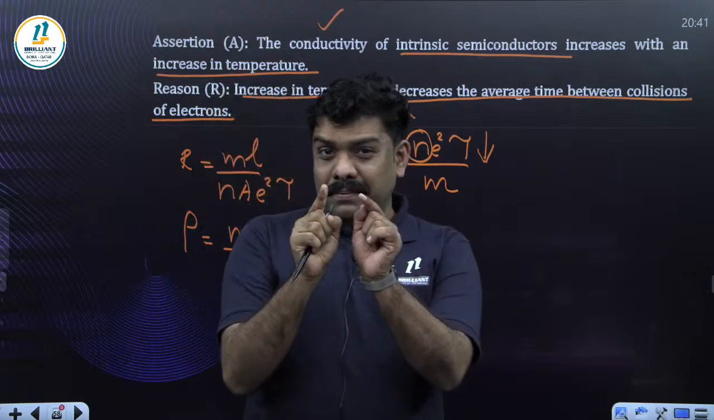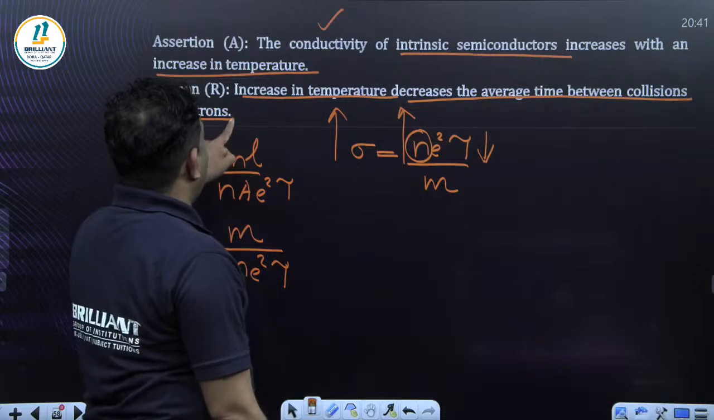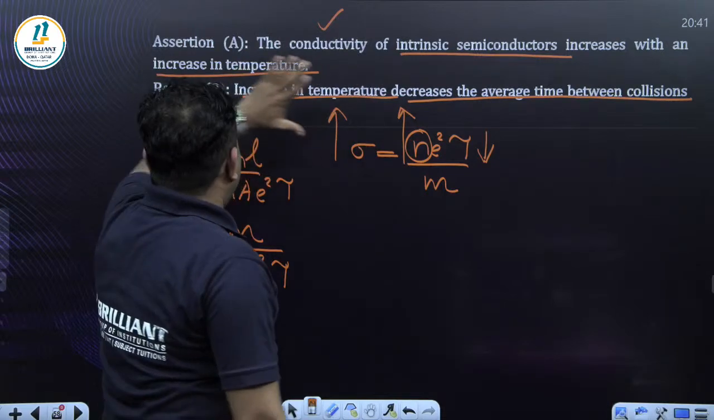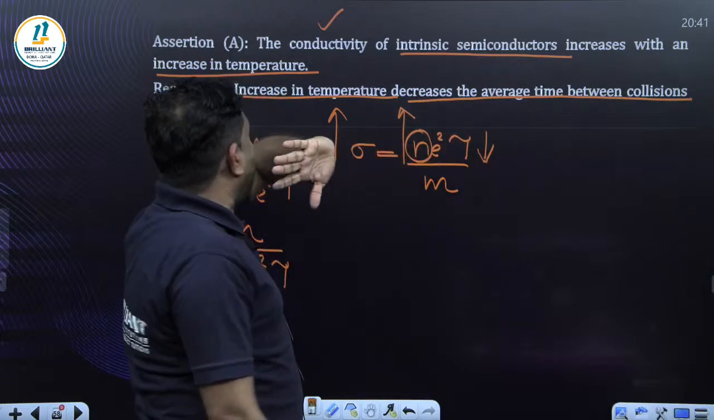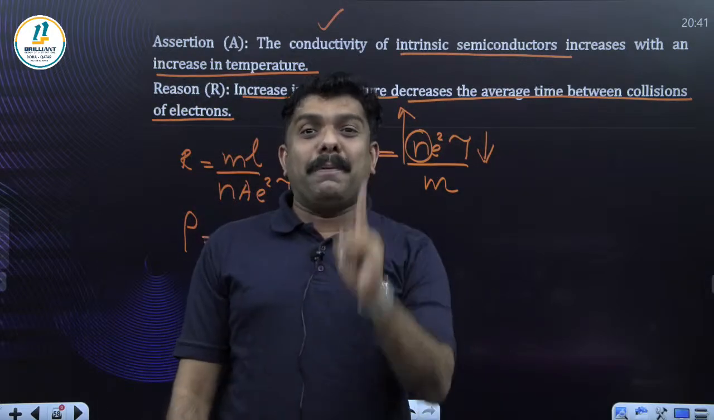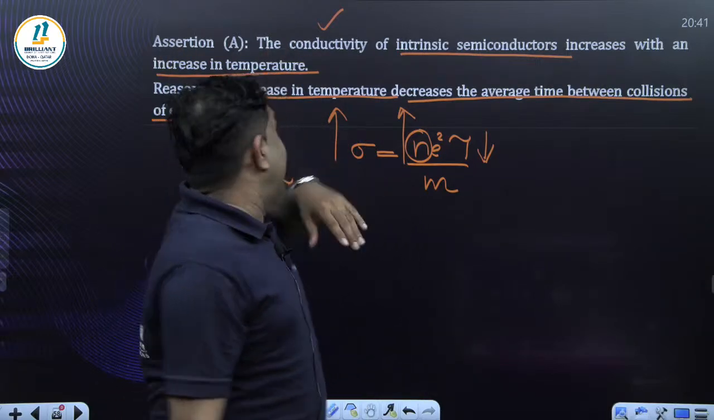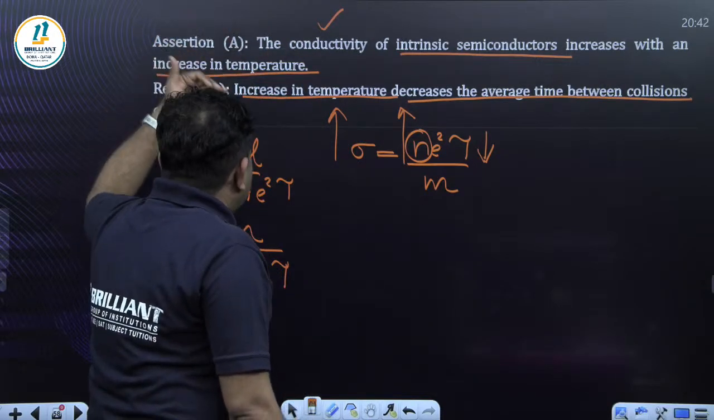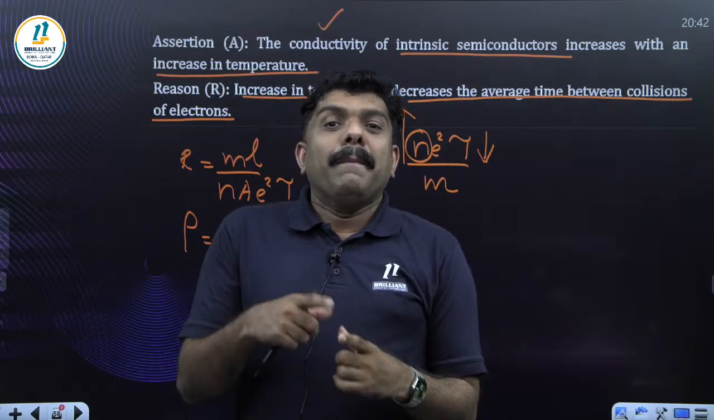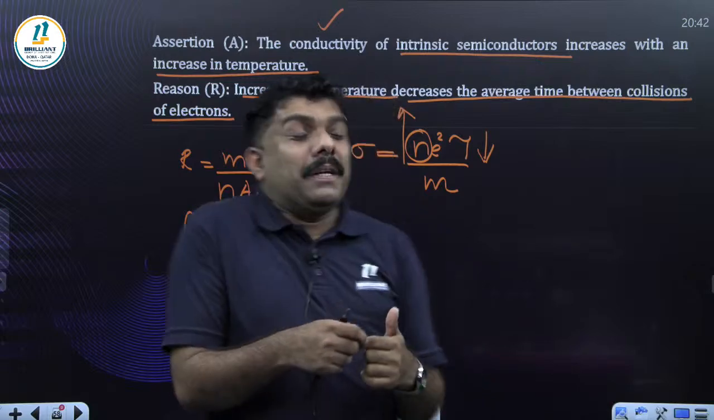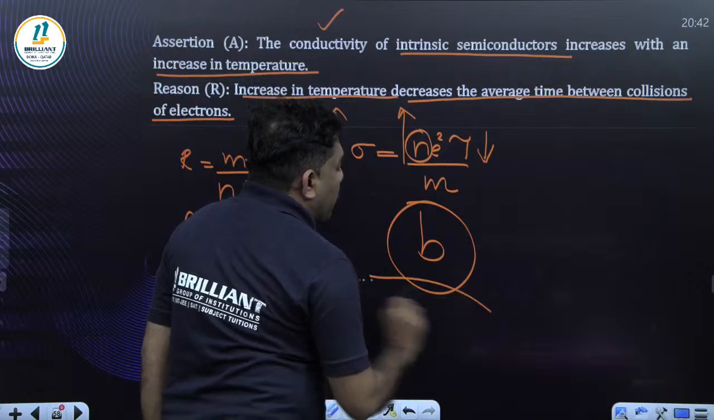So it is a conceptual question. I am repeating once more. The assertion is correct, and the reason is also correct: increase in temperature decreases the average time between collisions of electrons. But the reason is not justifying our assertion. So assertion is correct, reason also correct, but the reason is not the correct explanation of the assertion. In our CBSE pattern, it is option B.